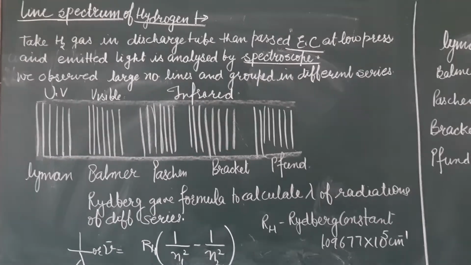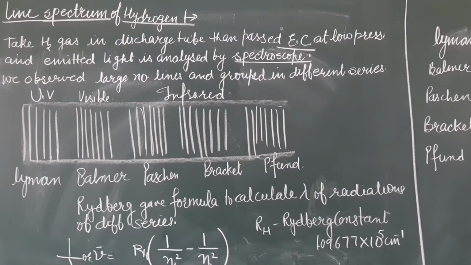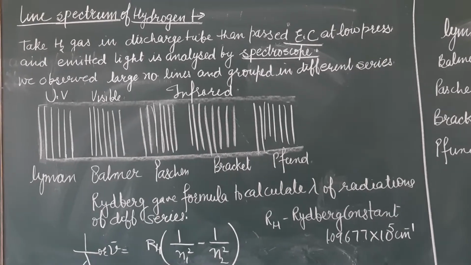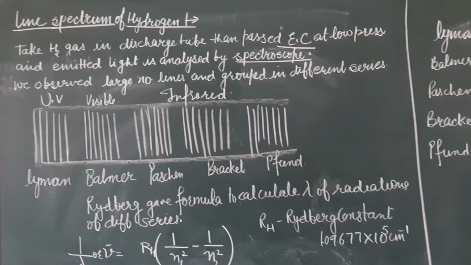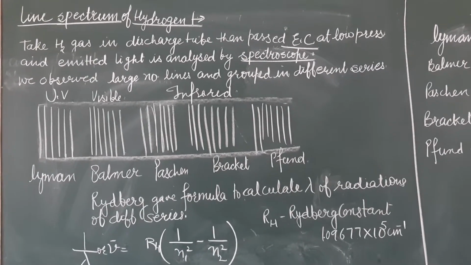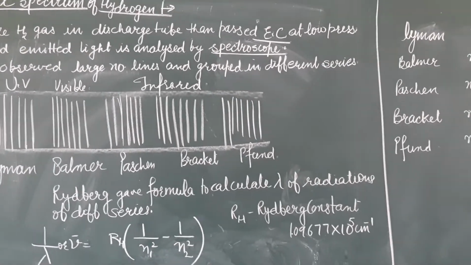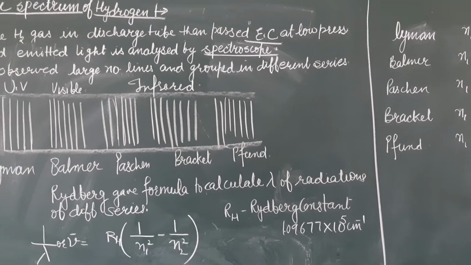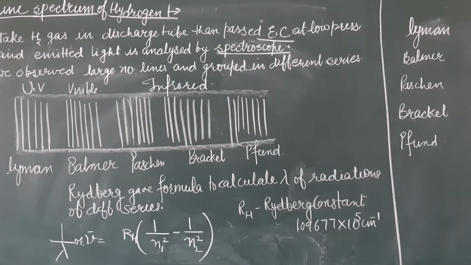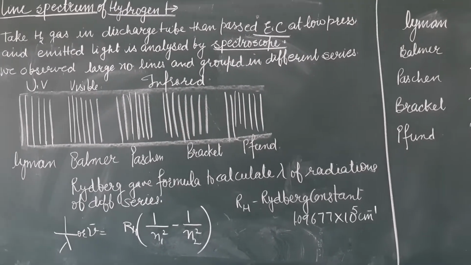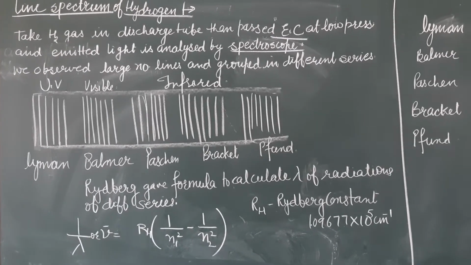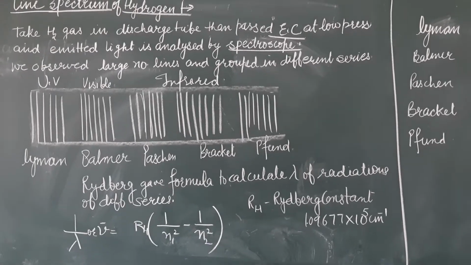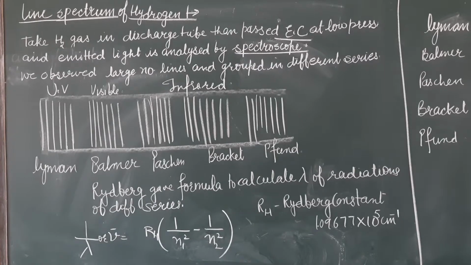So, to obtain the line spectrum of hydrogen, first of all, we take hydrogen gas in a discharge tube. As you already know, a discharge tube is a glass tube which contains 2 electrodes and is connected with a battery to pass electric current, and it is filled with hydrogen gas. Now, with the help of a vacuum pump, you decrease the pressure of the gas to 0.01. That's why electric current can easily pass, otherwise electric current would not pass. So pass electric current at low pressure and it emits light.